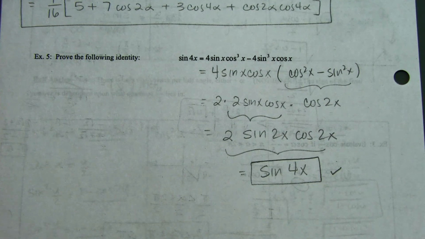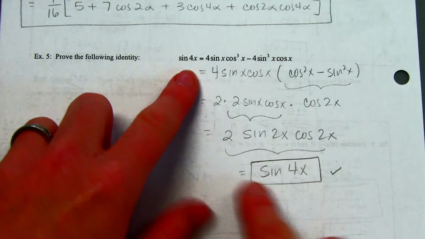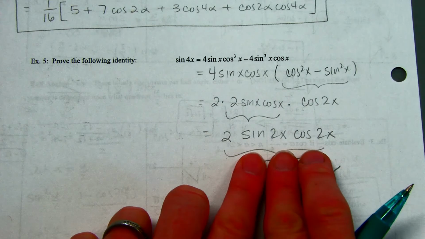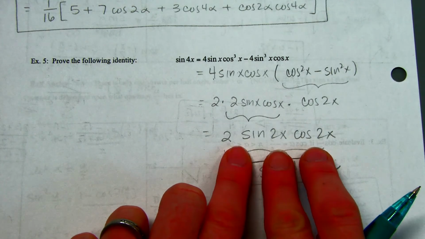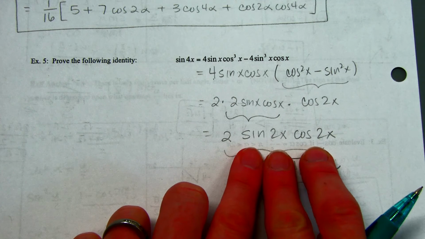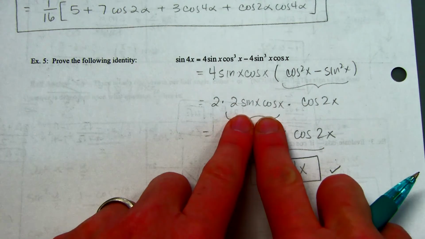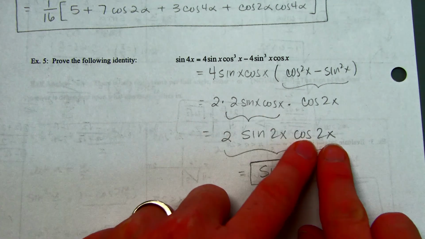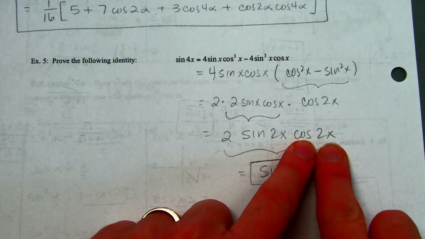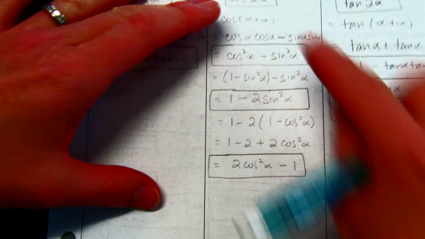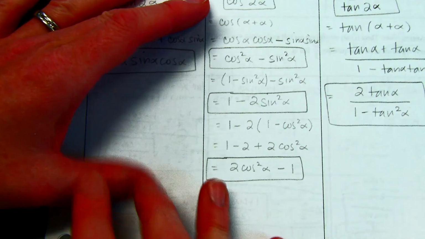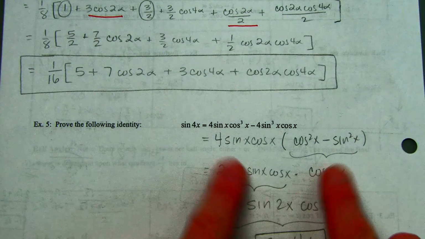So what would it look like if we had done it on the other side? Yes, this is the opposite. If we had done it on the other side, we would have started here and gone 2 sine 2x cosine 2x, and then you would have to break apart the sine 2x into 2 sine x cosine x, and break this apart choosing strategically. Remember that there's 3 different versions of the cosine double angle formula. And then multiply it in.